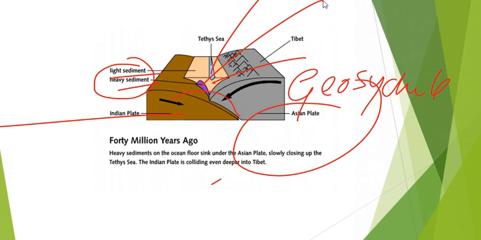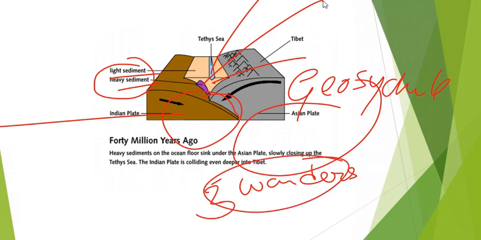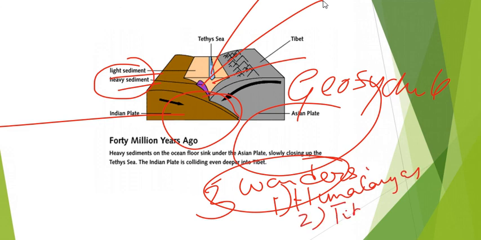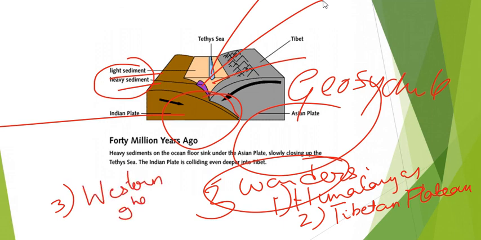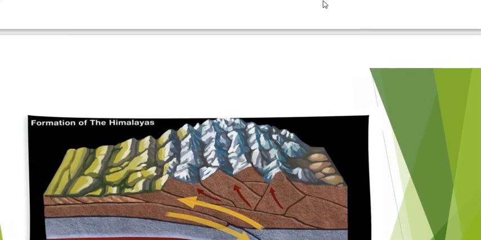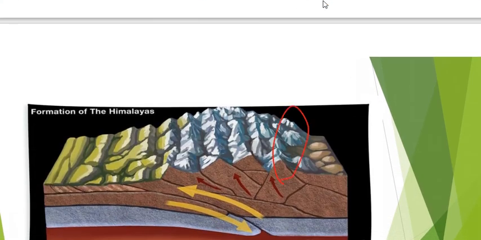Even this hitting has resulted in two wonders. Two wonderful wonders. Sorry, three. I can say three. One is the Himalayas. The other is the Tibetan Plateau. Right, you're writing absolutely right. Listen. The third one is the Western Ghats. I will explain how they form. You already learned how the Himalayas formed right here. The Himalayas formed. This is the Trans Himalaya.